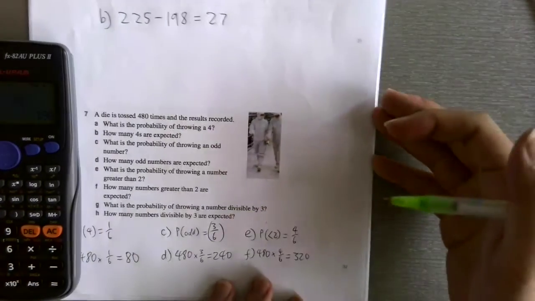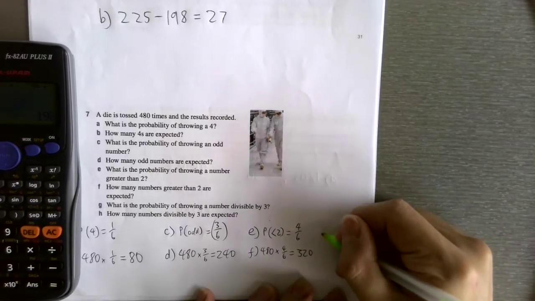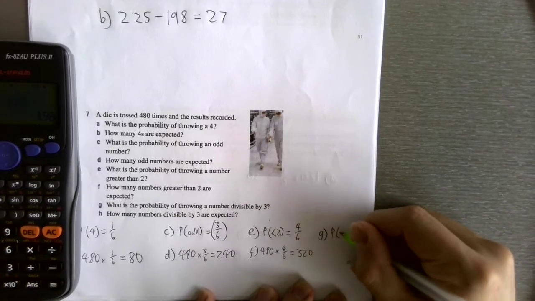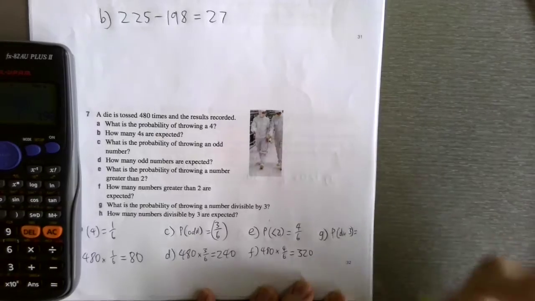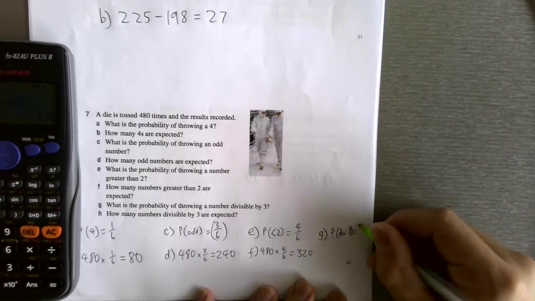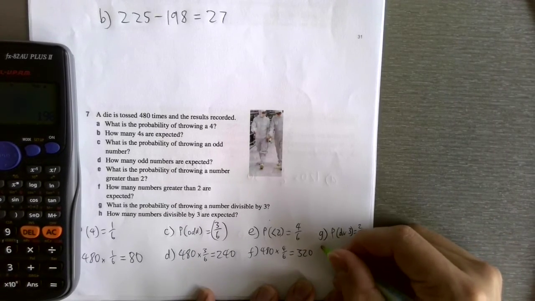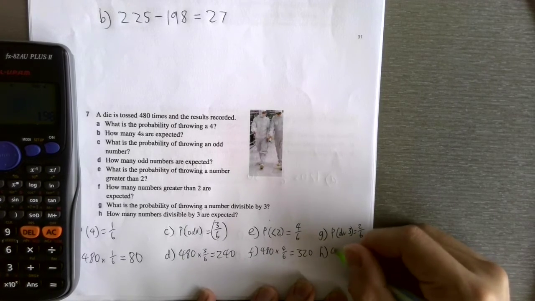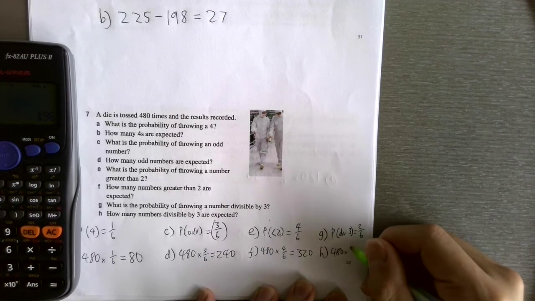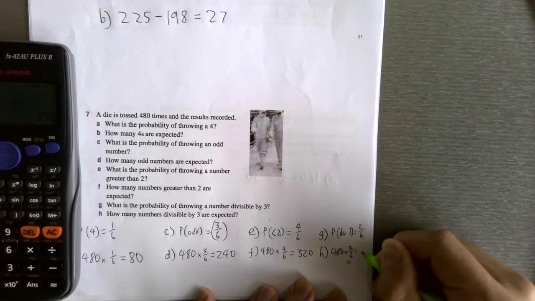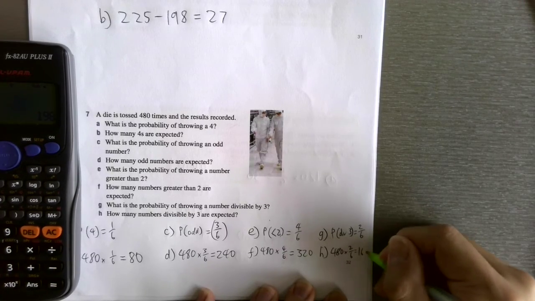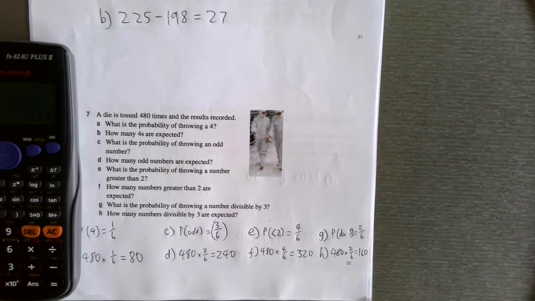And for our last one, the probability of rolling a number divisible by 3: the numbers that are divisible by 3 are 3 and 6, so there are 2 of them, 2 out of 6. So our final example is 480 times 2 over 6, which equals 160. And that's how we do this example.